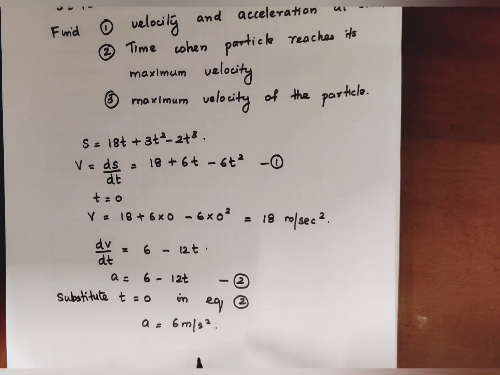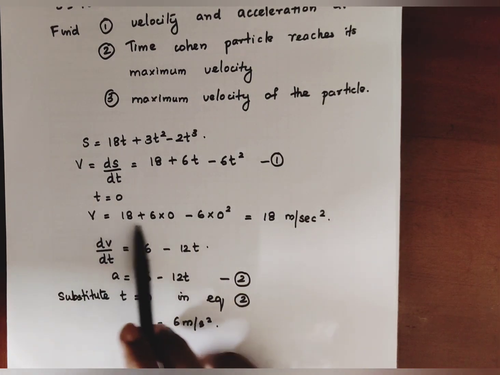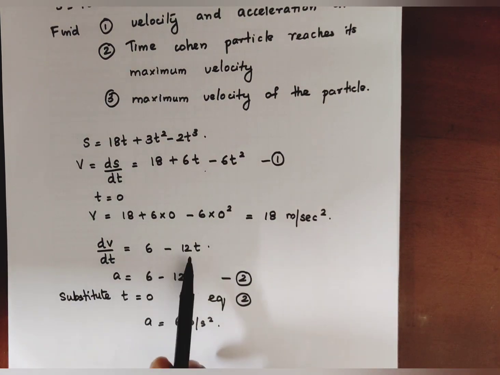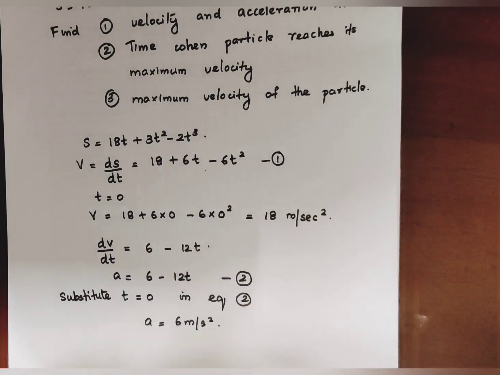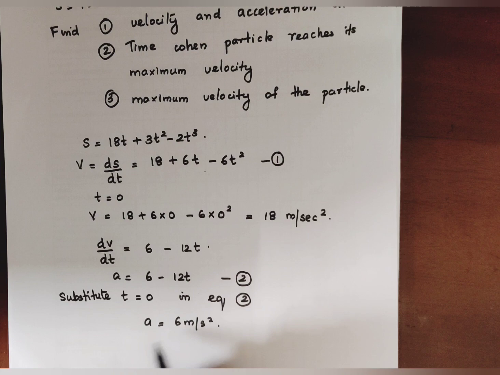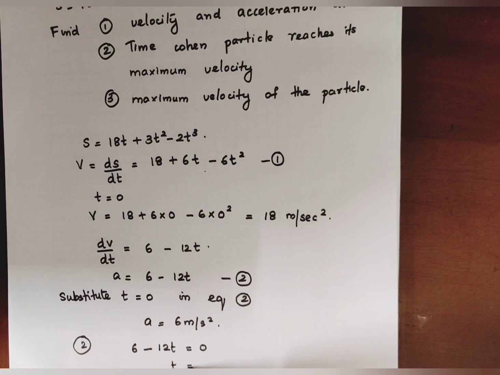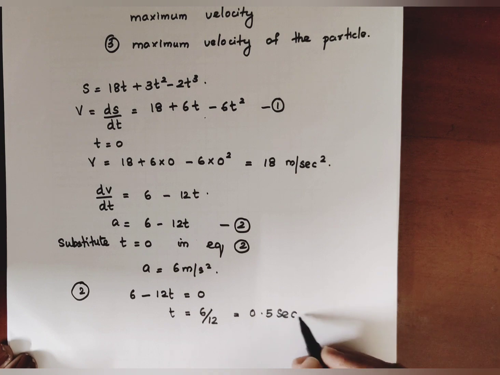So to get maximum velocity, differentiate the equation of velocity. This is the equation for velocity. This is differentiated and equated to 0. So here in the equation 2, you can substitute 6 minus 12t is equal to 0. This is the answer for second question. 6 minus 12t is equal to 0. So from this equation you will get t is equal to 6 by 12, that is equal to 0.5 seconds.